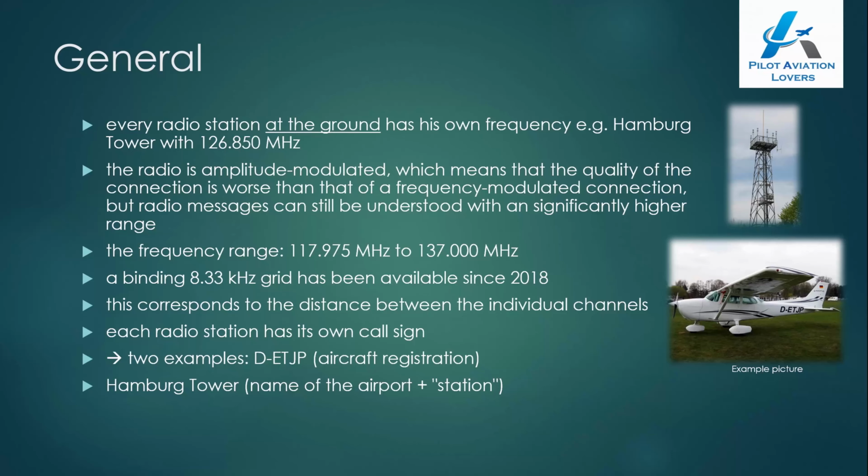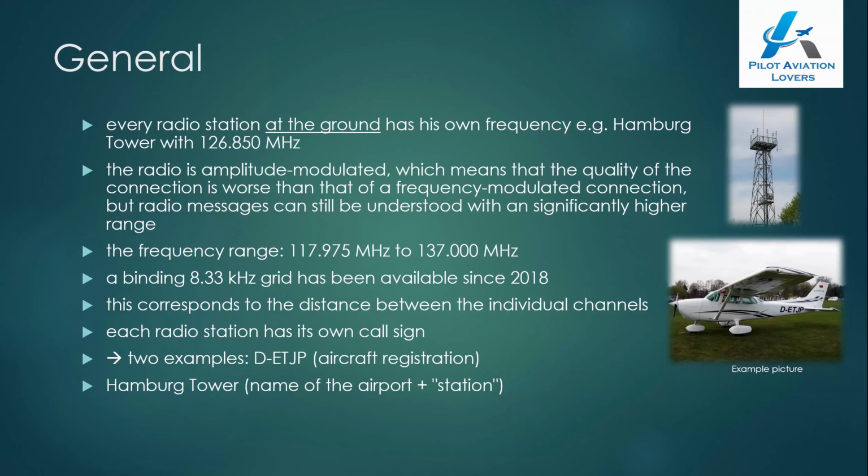Their frequency range reaches from 117.975 MHz to 137.000 MHz. A binding 8.33 kHz grid has been available since 2018. This corresponds to the distance between the individual channels. Each radio station has its own call sign. Two examples: Delta Echo Tango Juliet Papa is an aircraft registration, and Hamburg Tower is the name of the airport plus the type of the station.